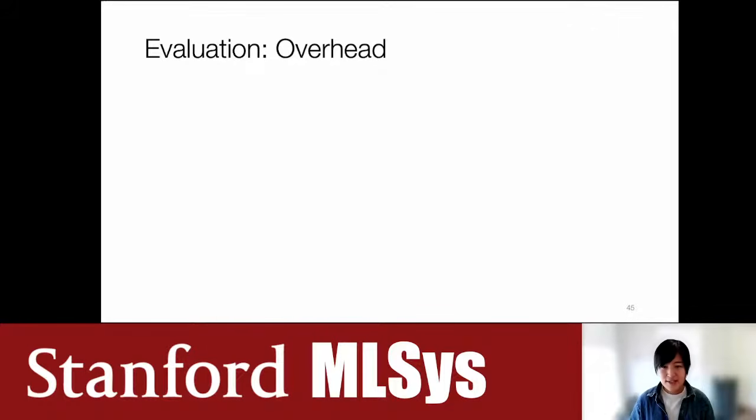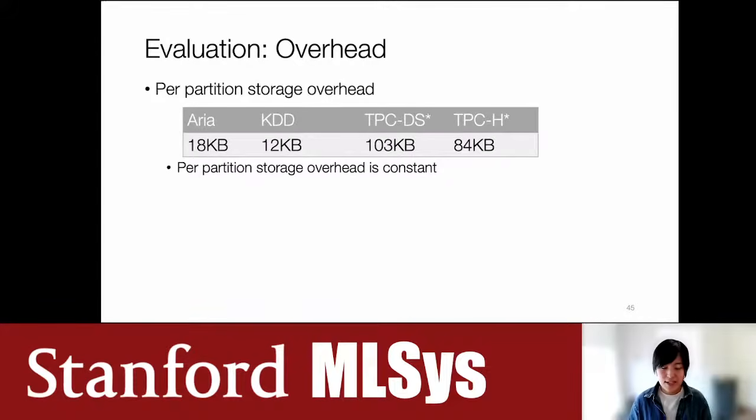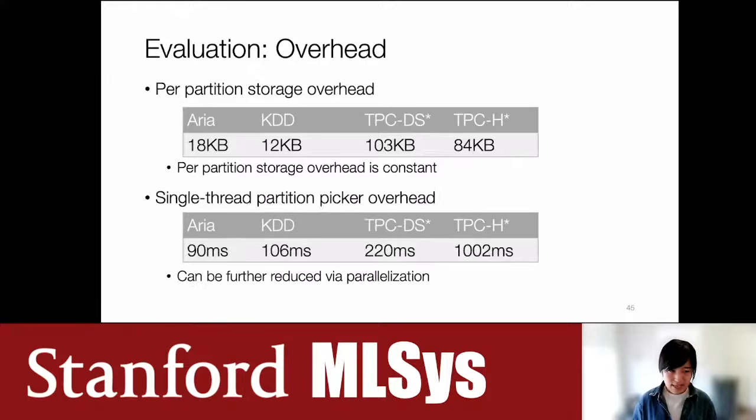And in terms of the overhead of the system, the storage overhead for the sketches and the summary statistics ranges from around 12 to 100 kilobytes per partition. This is essentially constant and small compared to the partition sizes, which are often in the megabytes and gigabytes. The single thread latency of running the picking logic, which includes the classification and clustering, ranges around 100 to 1,000 milliseconds, which is also small compared to query time and can be further improved with optimizations.